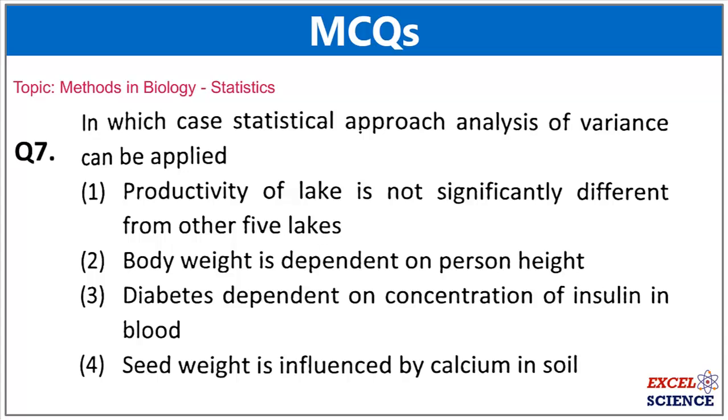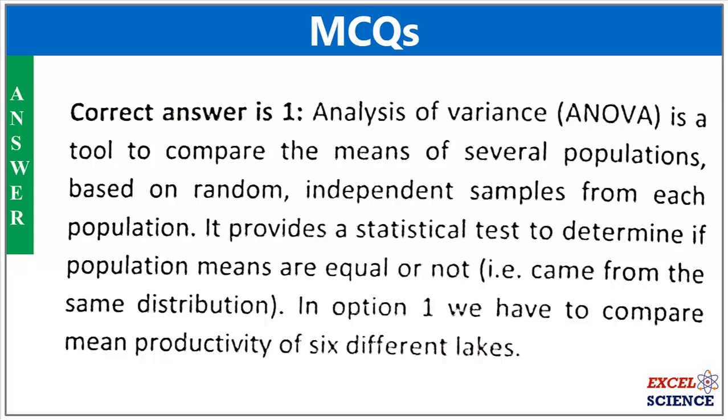Next, in which case can the statistical approach analysis of variance be applied? After reading all the options, the answer is answer 1. That is, productivity of the lake is not significantly different from the other 5 lakes. Analysis of variance is a tool to compare the means of several populations based on random independent samples from each population. It provides a statistical test to determine if population means are equal or not. In option 1 of the given question, we have to compare the mean productivity of 6 different lakes. So that is the answer.